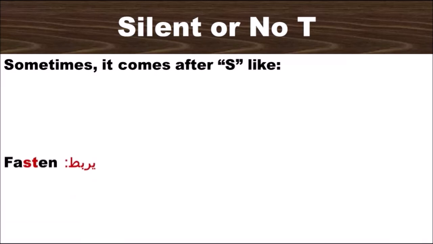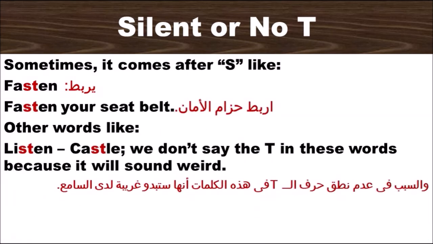Sometimes it comes after S, like this word, fasten. If you're driving your car, you can find the police officer telling you, fasten your seatbelt, please. Other words like quit, like lesson, and castle. We don't say the T in these words because it will sound weird. If you will try to say less than, this is weird. The same idea if you are trying to say castle. So sometimes I have the silent T coming after S because if I say the T in these words, it will sound very weird.